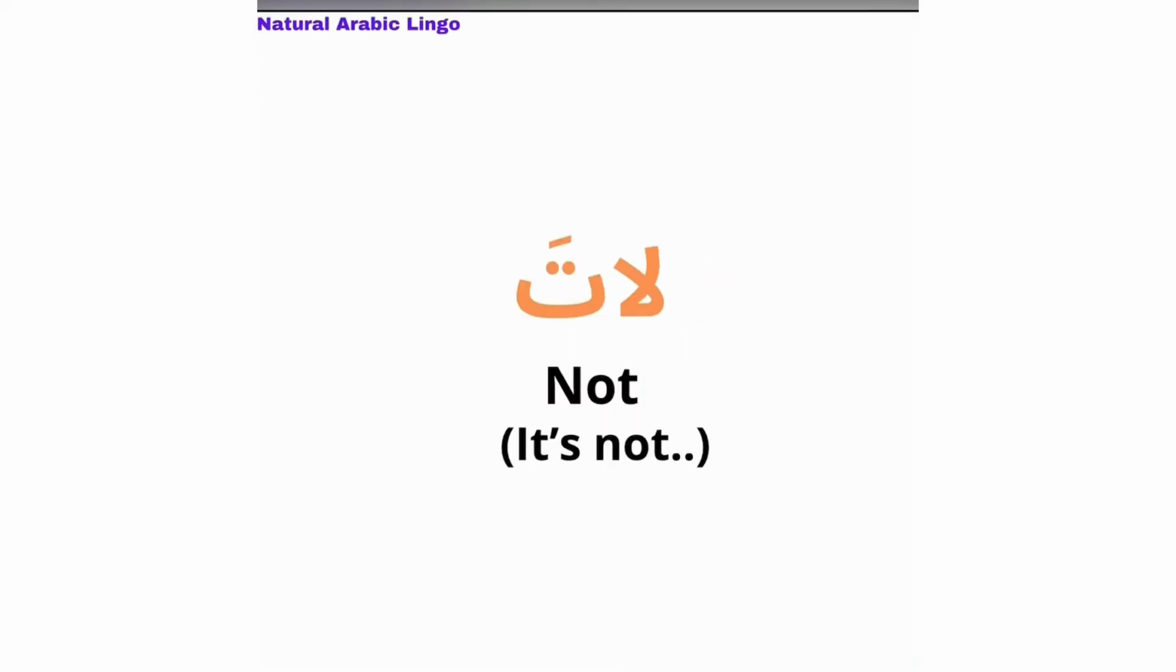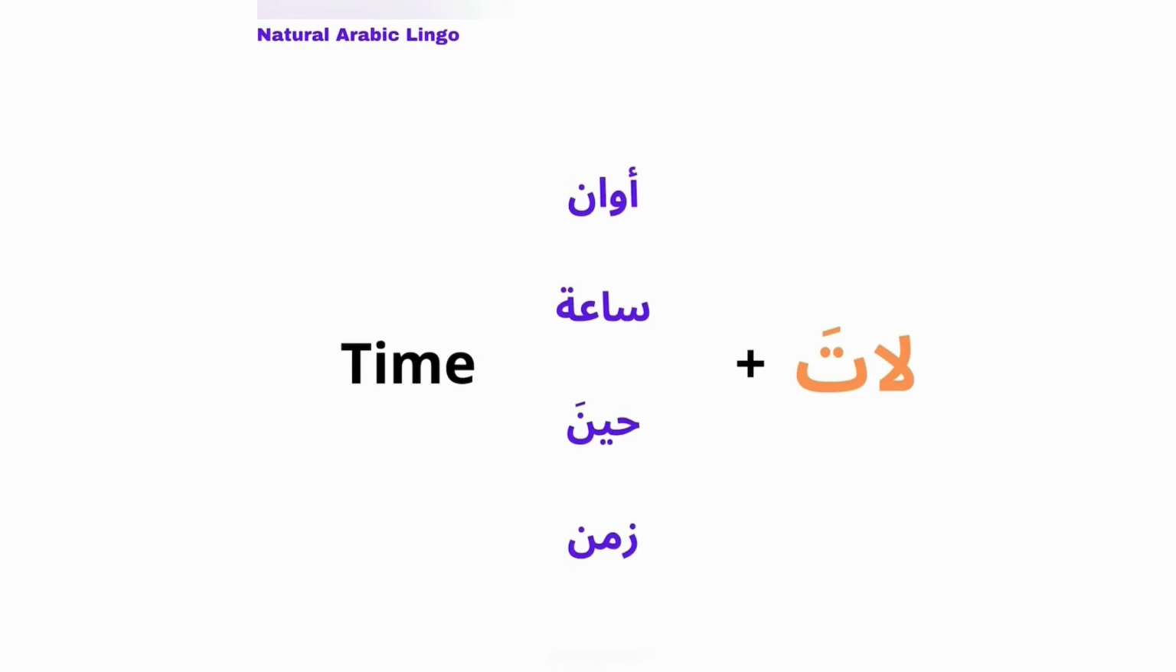لات. It's the last negation tool. Means not or it's not. It's very rare to use in Arabic. You can't hear it in spoken Arabic. Arabs don't use it. But you can see it in Quran, the Holy Quran, and in the old books. It's used with time words only. لات comes before these words only. You can't use other nouns or adjective or verbs with لات.